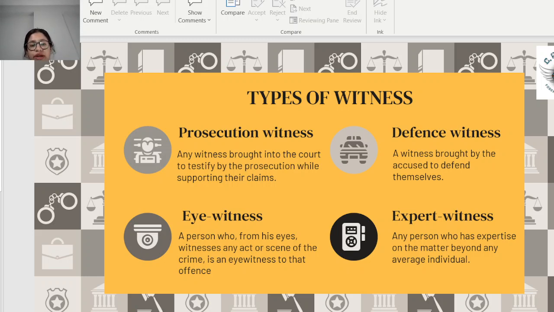Now, the fourth type of witness is your expert witness. Who is an expert witness? Any person who has a professional, educational, or judicial expertise on matters beyond an average individual, right? And the court can rely on his testimony to declare a verdict. So, for example, we have a questioned document. We will always ask an expert who is expert in questioned documents, right? You cannot call a DNA expert for that.